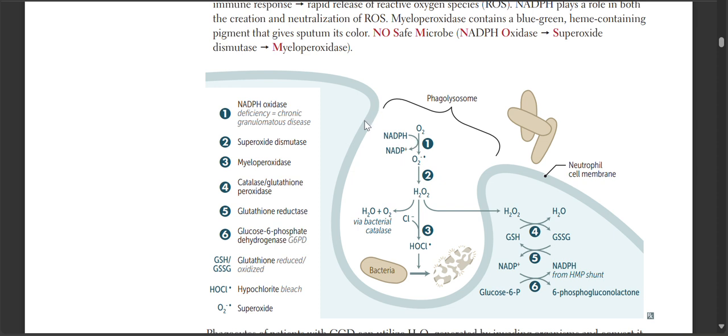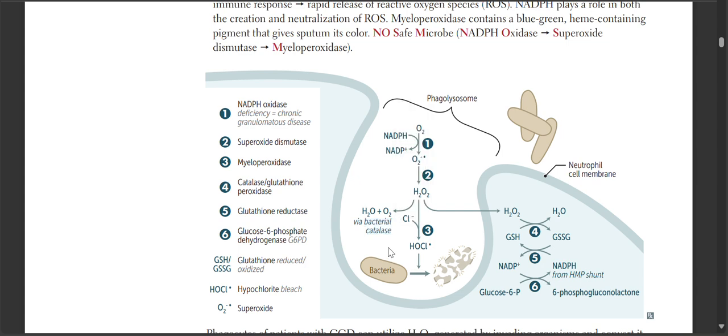Now, actually before that, there are certain bacteria, and they're very sneaky. They understood that the body produces peroxide, and they said, okay, if the body is producing peroxide, we'll hijack the peroxide and convert it back into water, so that the peroxide can never get converted into bleach. Those are the bacteria which are catalase positive.